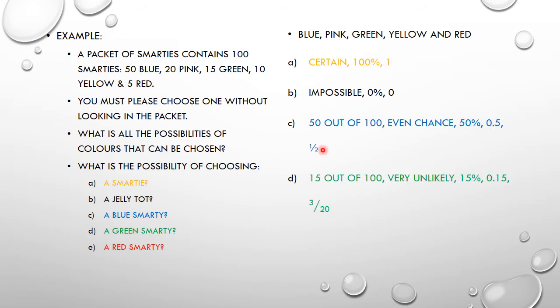A green Smartie is 15 out of 100. It's 15 green, there's 100 in total. So it's very unlikely, 15%, 0.15. But wait, here we have 3 over 20. Why? You must always simplify your fraction. So 5 goes into 15 3 times, 5 goes into 100 20 times. A red Smartie, there's 5 of them out of the 100, so it's very unlikely. 5%, 0.05, and 1 out of 20, again simplified. 5 goes into itself once, it goes into 100 20 times.